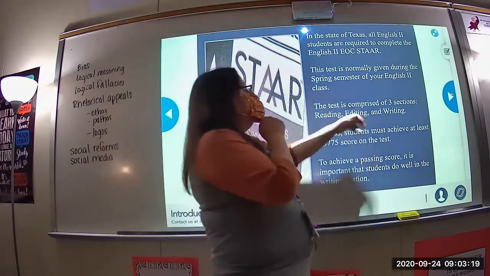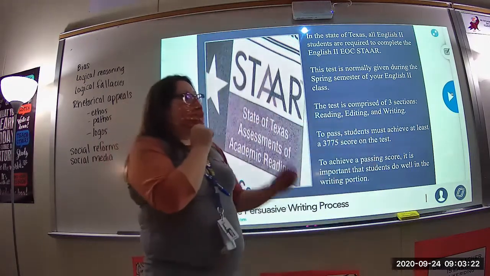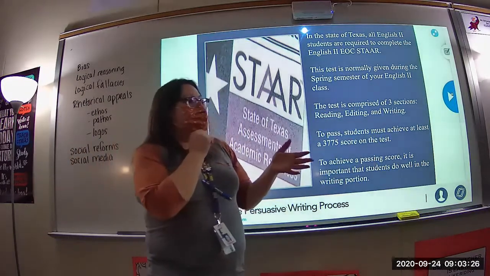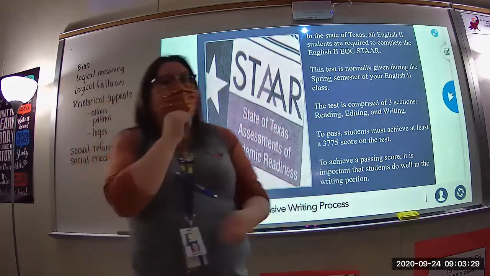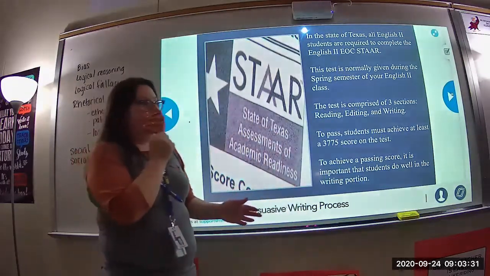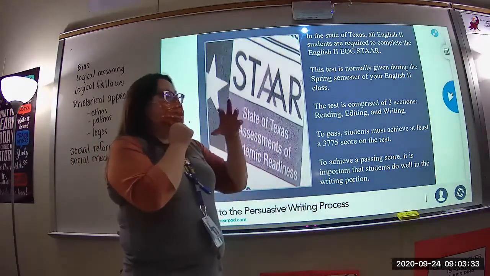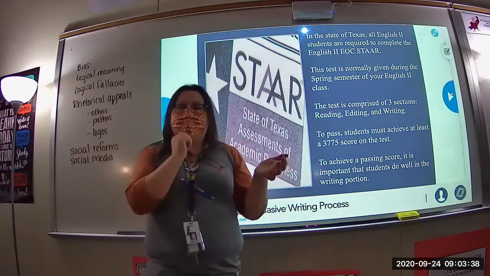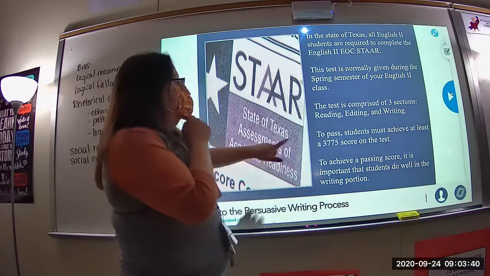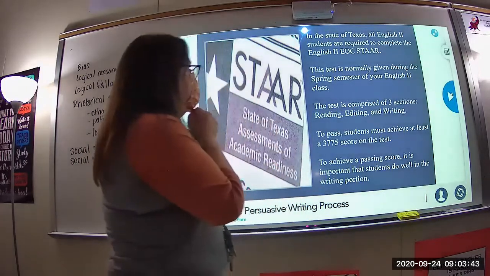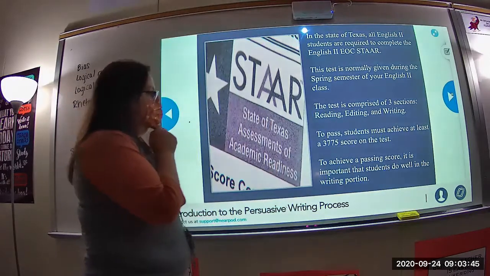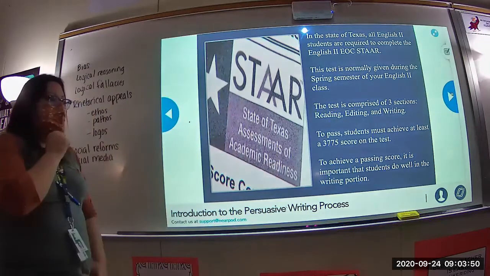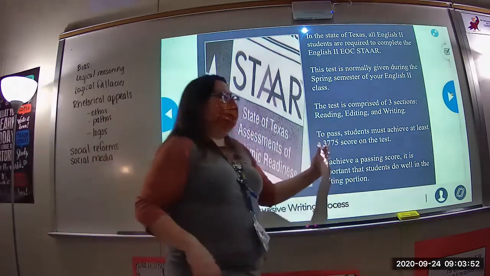And editing, we're going to start that probably next week or the week after, where I'm going to have editing practices that you'll do at the first 5-10 minutes of class, and so by the time you get to the STAAR, that's going to be a breeze for you too. Okay, so I make it hard for you in class, so by the time that you get to the test, that test is nothing. Does that make sense? Okay. So to pass, students must achieve at least a 3775 score on the test. To achieve a passing score, it is important that students do well on the writing portion. You cannot get a 3775 if you bomb the writing.